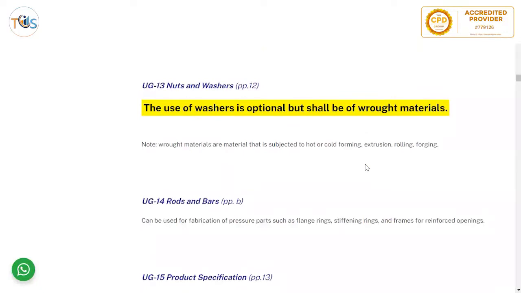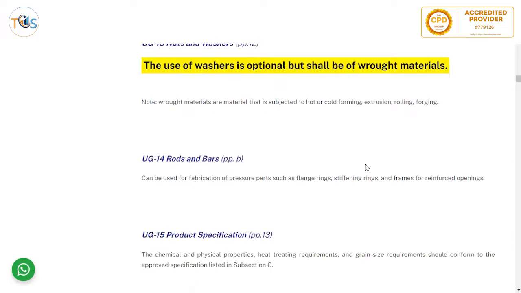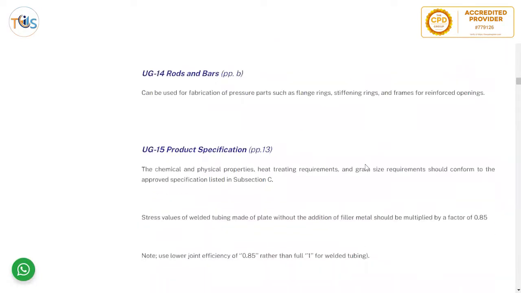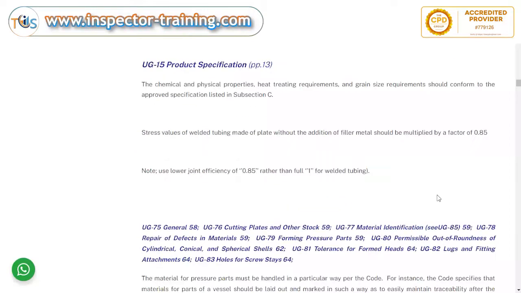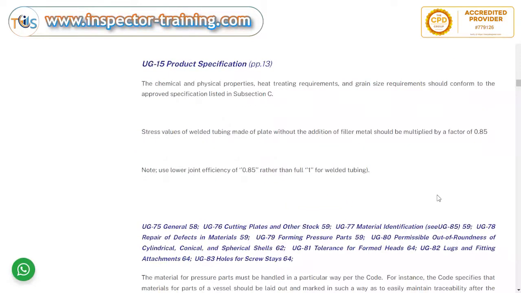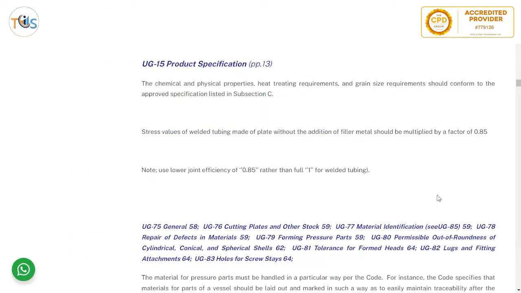The studs shall have a threaded portion that is at least 1.5 diameters in length. The use of washers is optional, but they shall be of wrought materials. Wrought materials are those materials that are subjected to hot or cold forming, extrusion, rolling, or forging. Rod and bars can be used for fabrication of pressure parts such as flange rings, stiffening rings, and frames for reinforced openings.